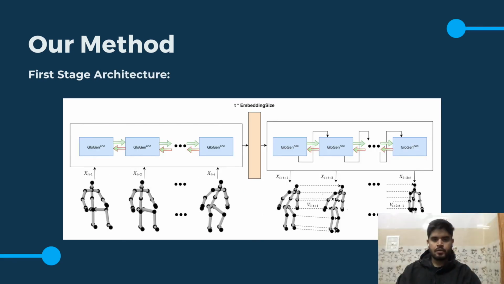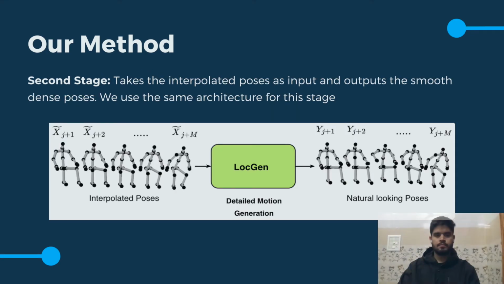The architecture of GlocalGen consists of a sequence-to-sequence autoencoder, but we provide all the encodings of the encoder, unlike a normal sequence-to-sequence autoencoder. The second stage takes the interpolated poses as input and outputs the smooth dense poses. We use the same architecture for this stage as well.